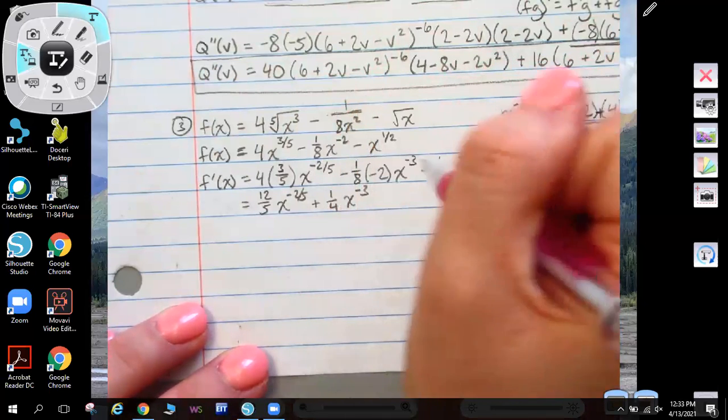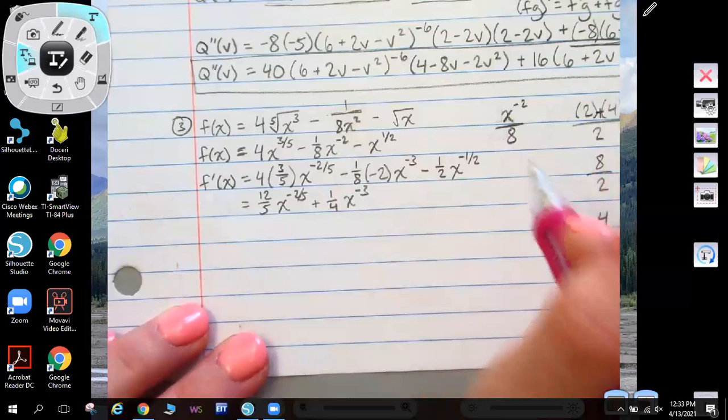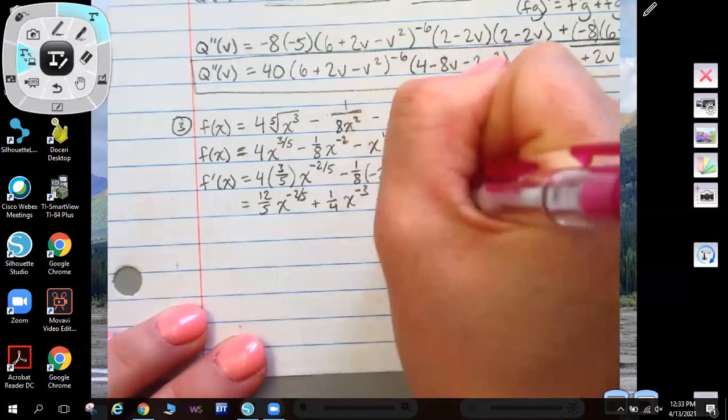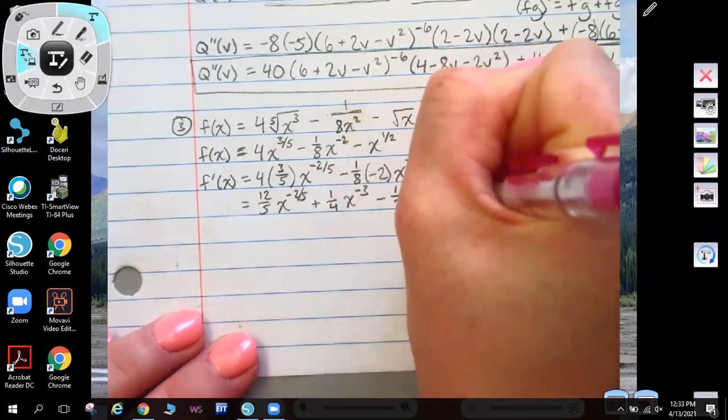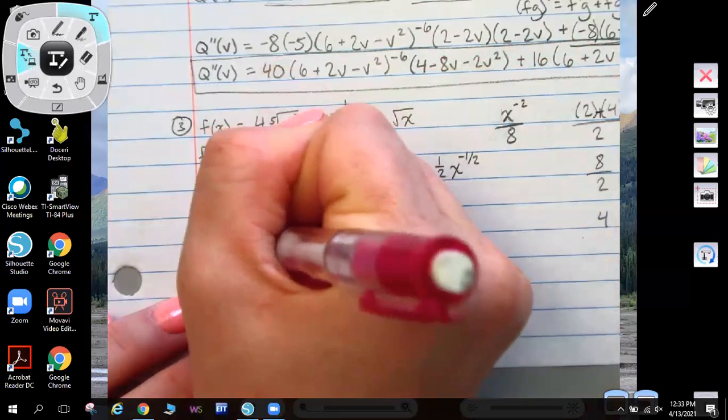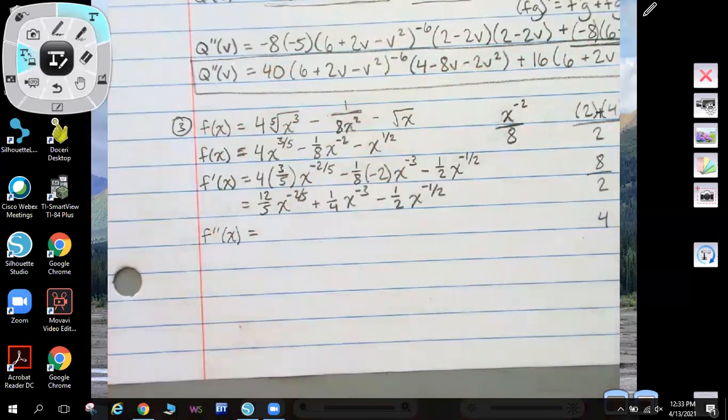Oh, sorry. I was trying to take the derivative again. We're not taking the derivative. We're just simplifying. That can't simplify. It's minus 1/2 x to the negative 1/2. Now we're ready to take the second derivative.